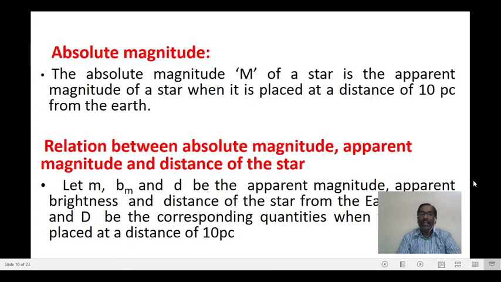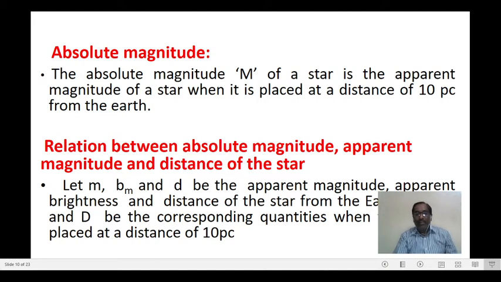Next, absolute magnitude. The absolute magnitude of a star is nothing but the apparent magnitude when the star is placed at a distance of 10 parsec from the Earth. Next, relationship between absolute magnitude, apparent magnitude, and distance of the star.